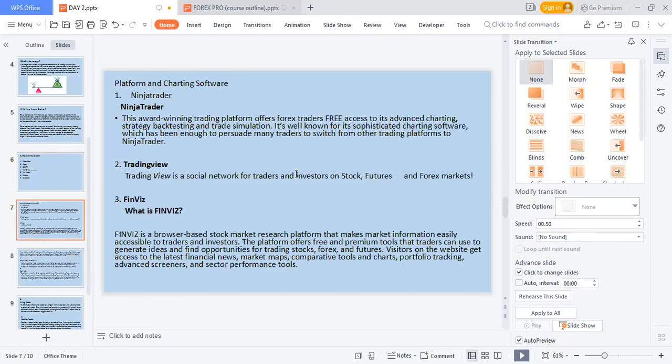Platforms and charting software. We have three types of platforms and charting software. We have NinjaTrader, TradingView, Finviz. Let me be very candid with you. I know about others, but the one I like working with is TradingView. And that's exactly what I want to show you.